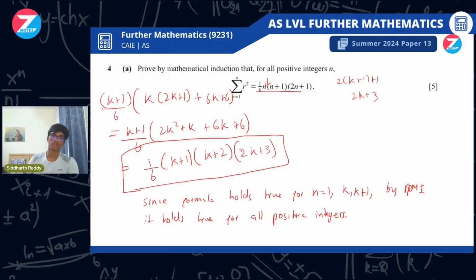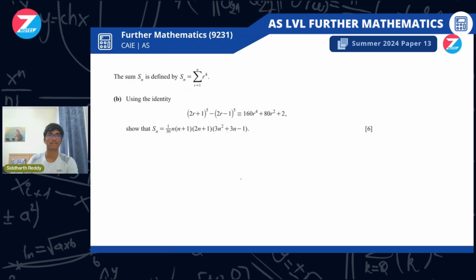Yeah, so that's this question. So the next question is, the sum Sn is defined by Sn equal to this, the sum of the fourth powers. So using this identity, (2r+1)^5 minus (2r-1)^5 is equal to 160r^4 plus 80r^2 plus 2, we need to prove this to be true.